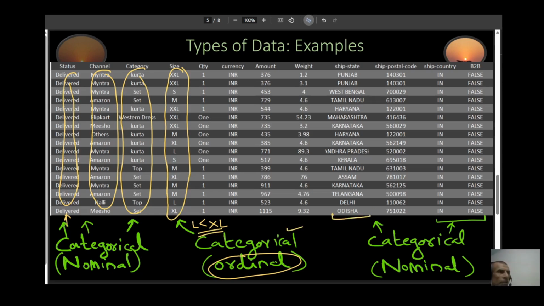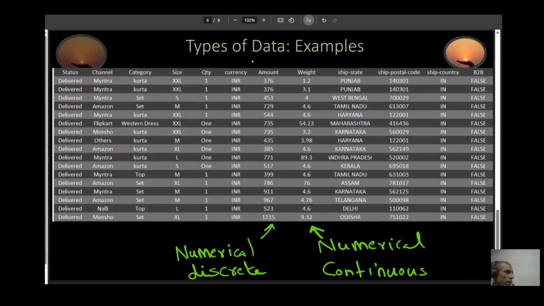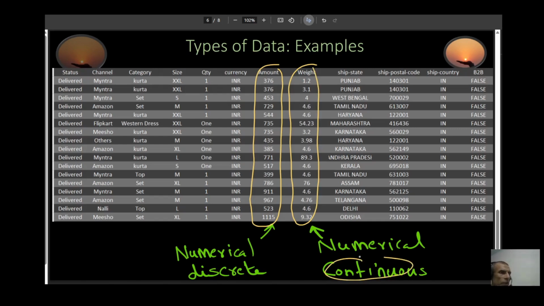Let's take a look at this one right here. This state: Punjab, West Bengal. So this is categorical nominal. These two columns, you can take a look at them and tell this is also categorical, more specifically nominal data types. Then let's take a look at this last one right here. In this case, this column is numerical discrete. You can see just by looking at a few values. Look at this one, weight. In this case, your weight can be any range of numbers. So this is numerical continuous.